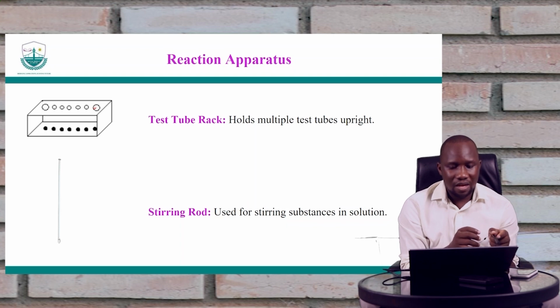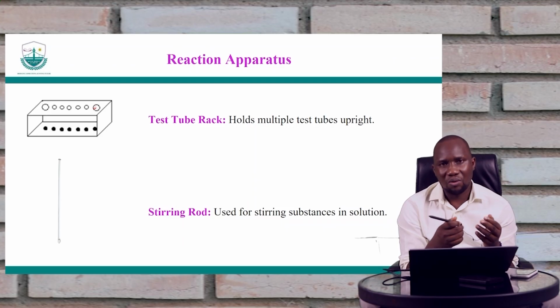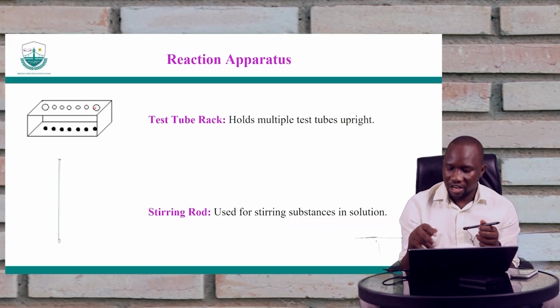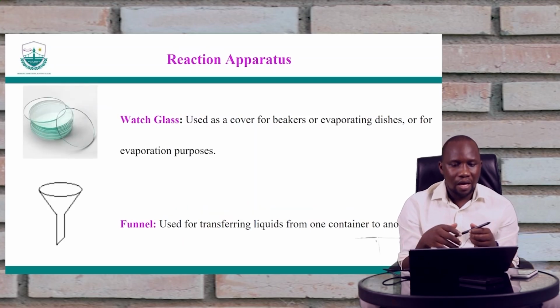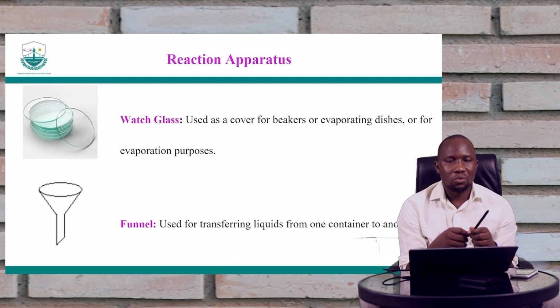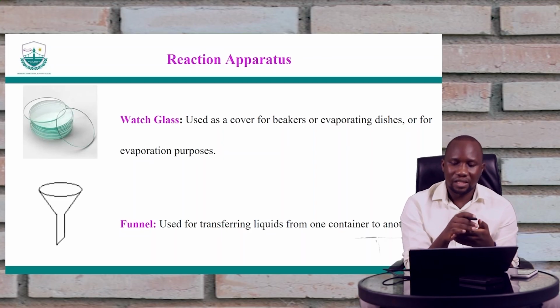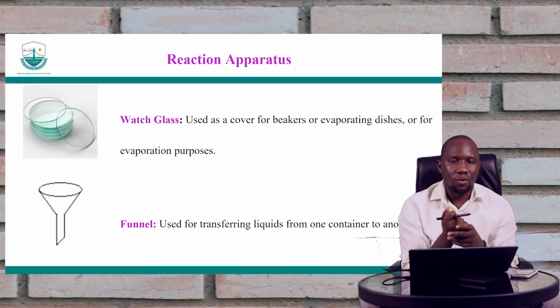content. And then sometimes you may want to stir the content, that means either in a beaker or in a volumetric flask, conical flask, okay? You can stir the content using a stirring rod, okay? And then we have the watch glass. These ones can be used for covering the beaker if you don't want things to be evaporating, okay? So you cover the beakers using the watch glass.